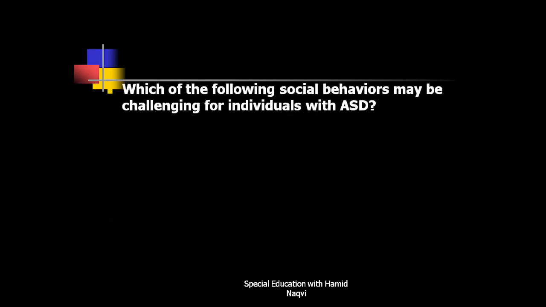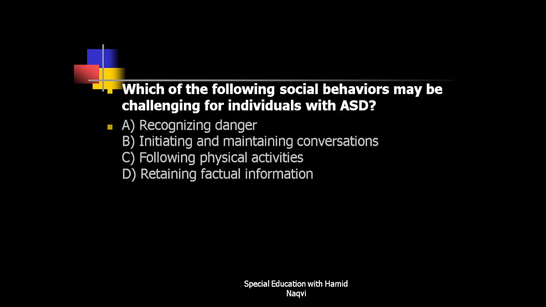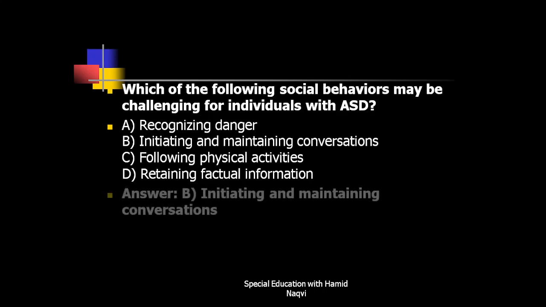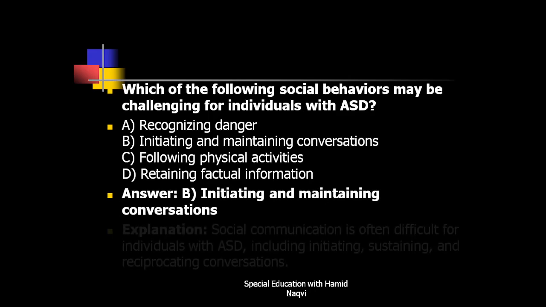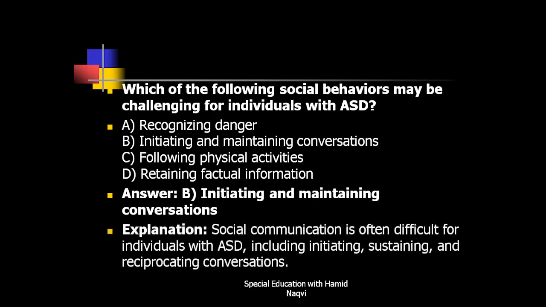Next MCQ is which of the following social behaviors may be challenging for individuals with ASD? Recognizing danger, initiating and maintaining conversation, following physical activities, retaining factual information. Correct answer is initiating and maintaining conversation. Social communication is difficult for individuals with ASD, including initiating, sustaining, and reciprocating conversation.